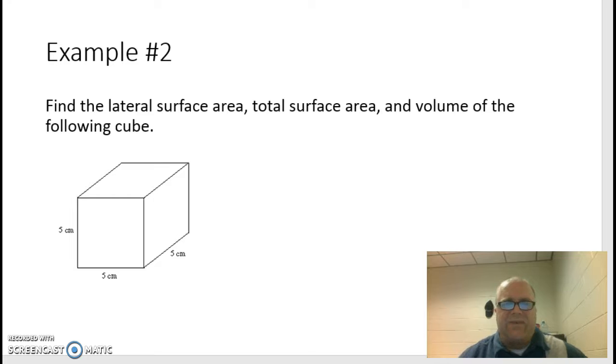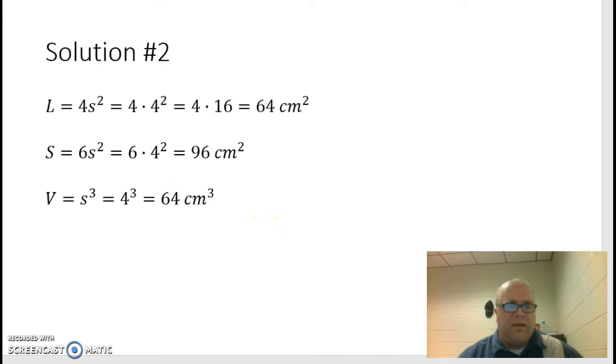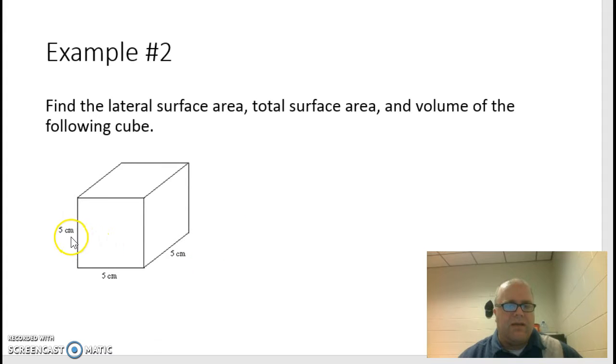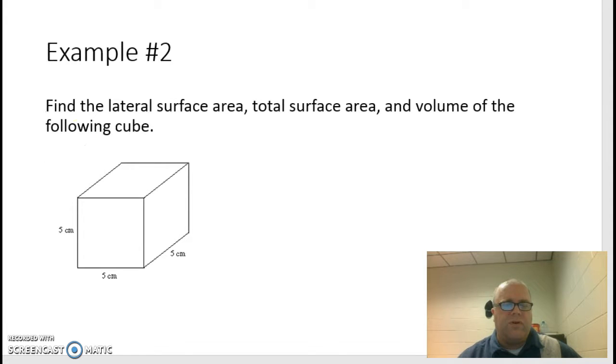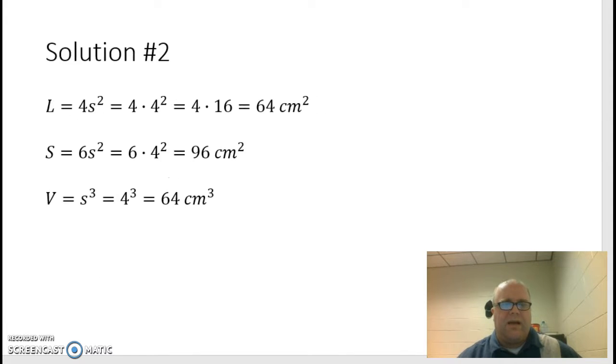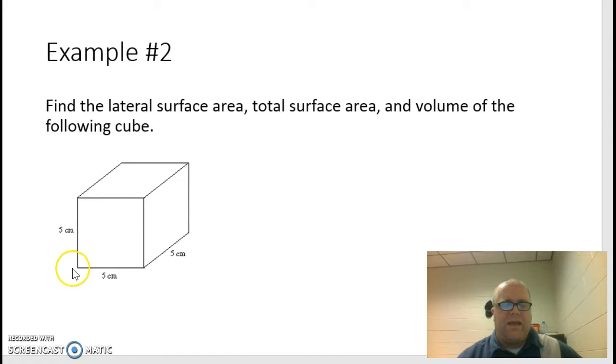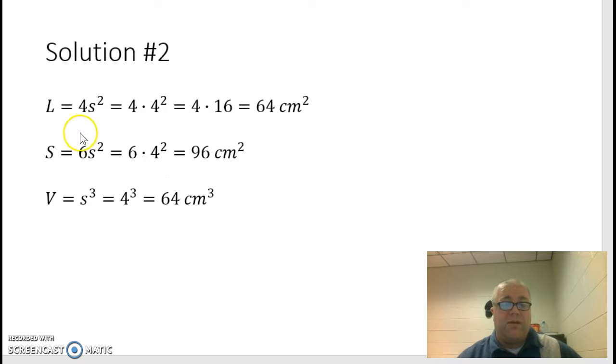And we're going to be looking at the lateral surface area, total surface area, and volume of a cube. And you know what I did? I had a cube with 5 centimeters on each side, and I went to the next page and thought I used the one with 4. So let's go ahead and I will correct this before I load this. But let's go ahead and pretend that all these sides are actually 4 centimeters. I apologize for that.